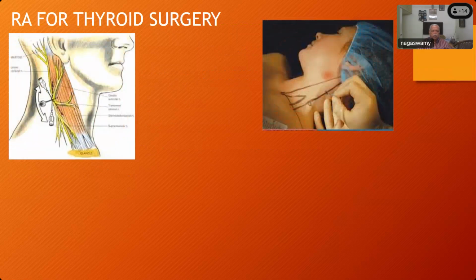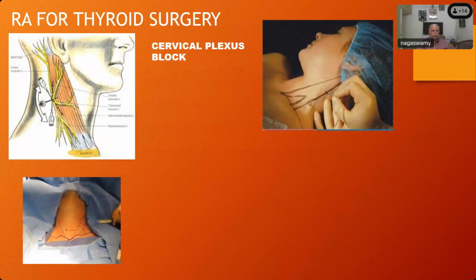And for the regional techniques, sometimes they may ask you, can you do a small right or left lobe nodule excision under any regional technique? Then the ideal technique is cervical plexus block.